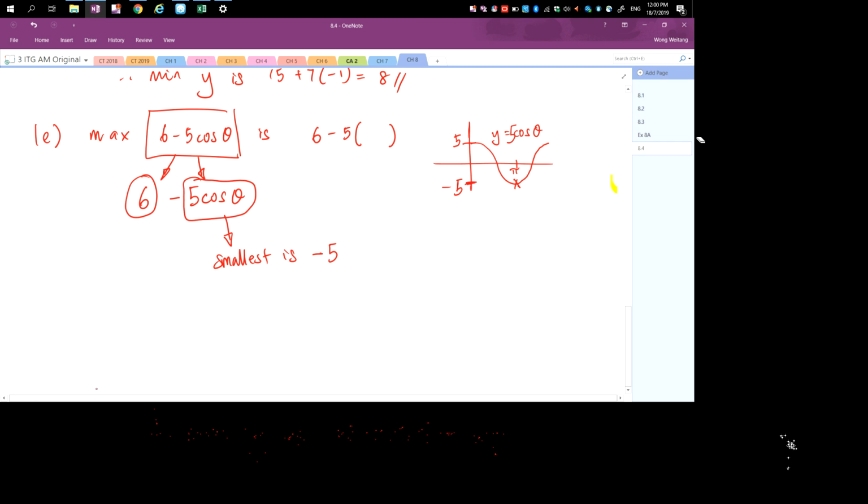So we will have the maximum value to be 6 minus 5, and then we put in the smallest cosine theta, which in this case is negative 1. Or if you group this together, you will get negative 5. Okay, so the answer will be 6 plus 5, which is 11. 6 plus 5 is 11. Okay?